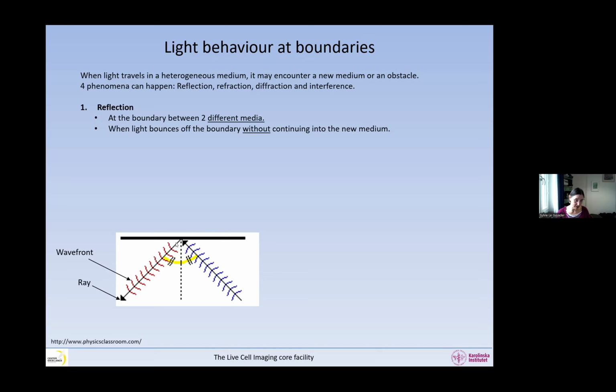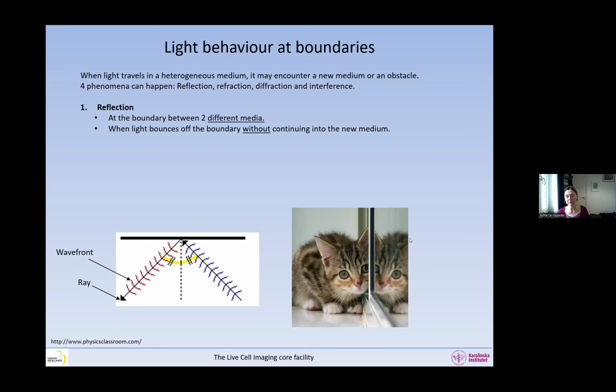So here we have the representation as a ray optics, and here we have the wavefront. And you can see that the wavefront here has the same shape and also the same distance between the crests. So it has the same speed and the same shape. And this is exactly what happens when we see this little cat in the mirror. We have the same image. The image here is not distorted. Everything just bounces off, and that's it. And the light does not go through the other side. So there's a change of direction, but the shape and the speed of the wavefront stay unchanged if the boundary is flat.